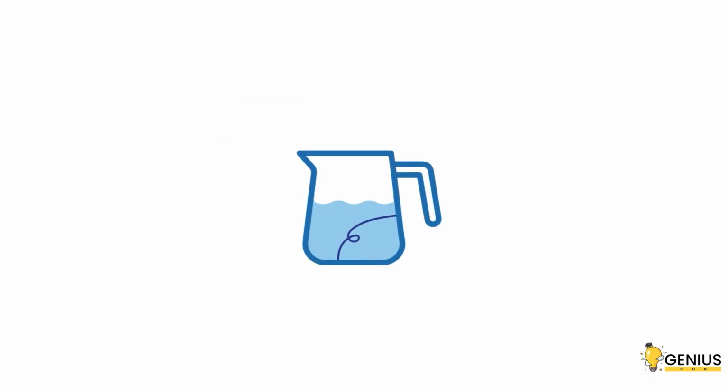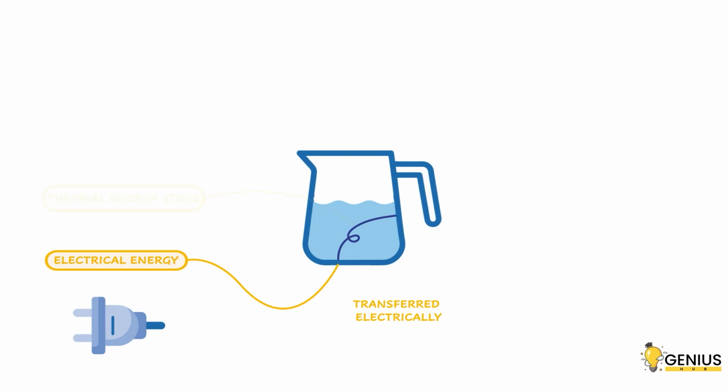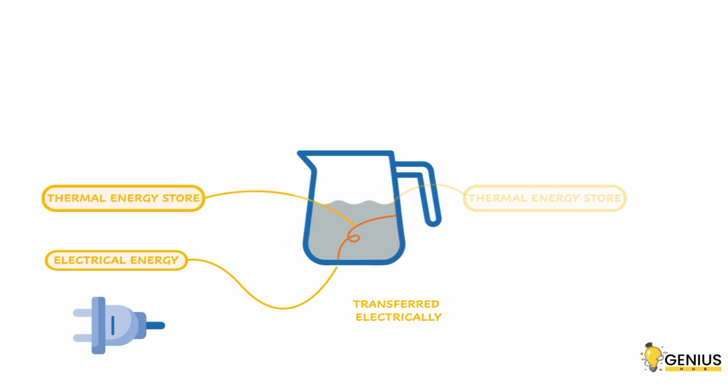Consider a kettle filled with water. When it's turned on, electrical energy from the outlet flows into the kettle's heating element. This energy is transferred electrically to the element's thermal store. In other words, the heating element gets hot. Then, the heating element passes that energy to the water's thermal energy store, eventually causing the water to boil.